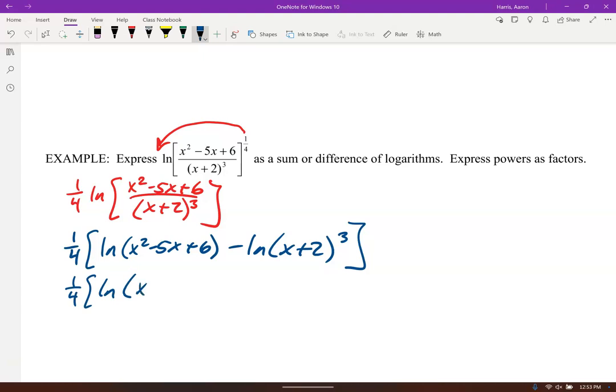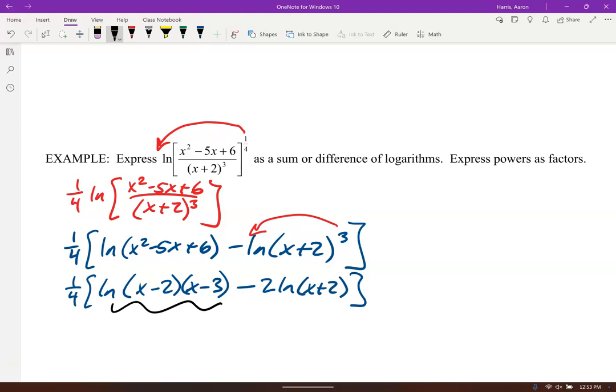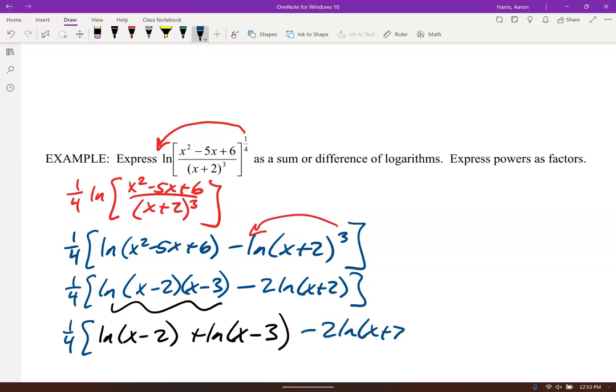I'm going to go ahead and factor this because I know this is x minus 2, x minus 3, and I'm going to use the power property there. And then I can expand this one with a product property. So I have a fourth. You expand this: ln x minus 2 plus the ln x minus 3 minus 2 ln x plus 2. And then finally, I can distribute the fourth through to everybody.